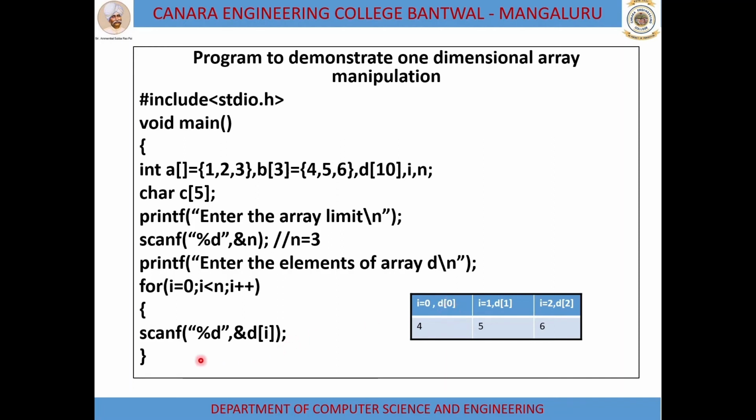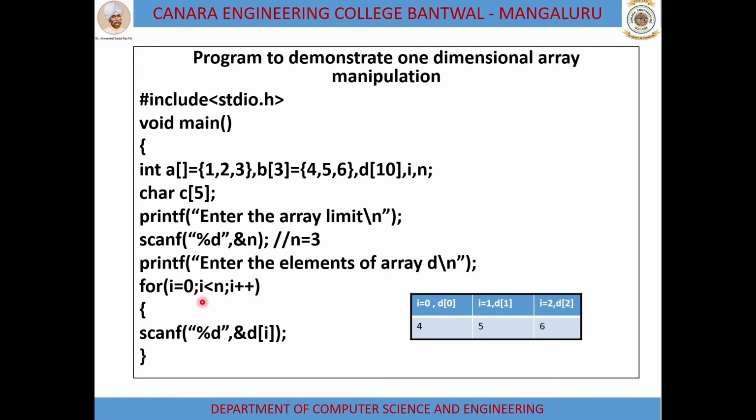Then again control will go back to the for loop. Now the increment statement, the updation, will be executed. So i is incremented by 1, i becomes 1. Now again the condition is checked, 1 is less than 3, true. So again control will come back inside. Now the second value you input will be stored in d of 1. For example, taking 5, so 5 will be stored at d of 1. Now again i is incremented by 1, i becomes 2.